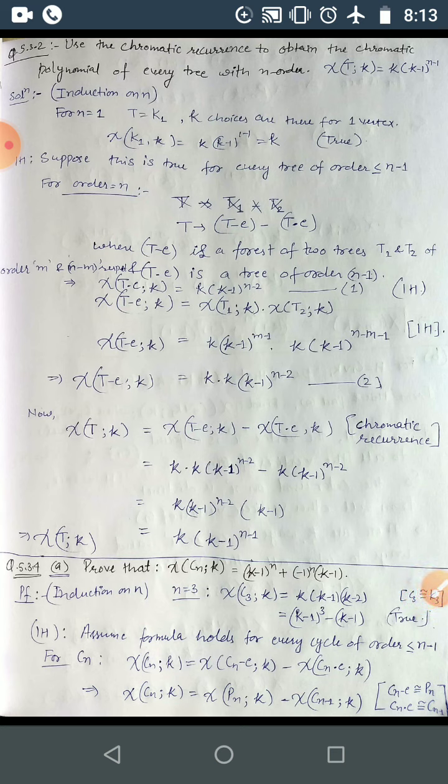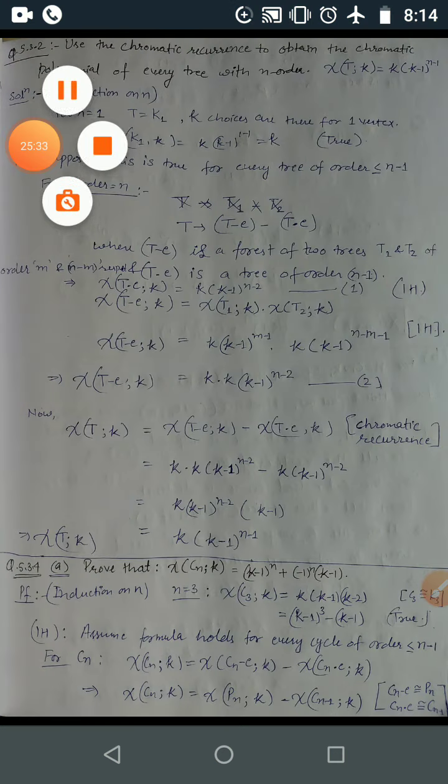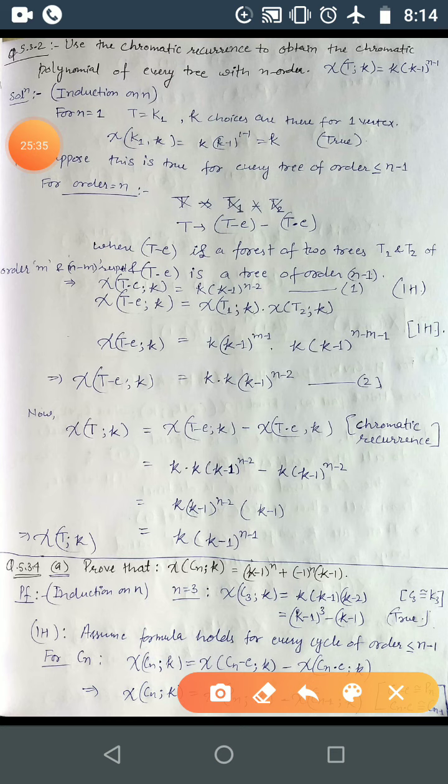So this was induction on M, and by using chromatic recurrence again and again we are just trying to get a tree with order less than n, so that we can use the induction hypothesis. Okay. Now question number 4, tree is not there.